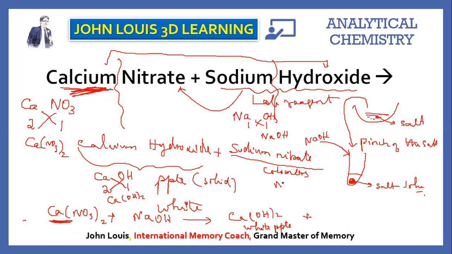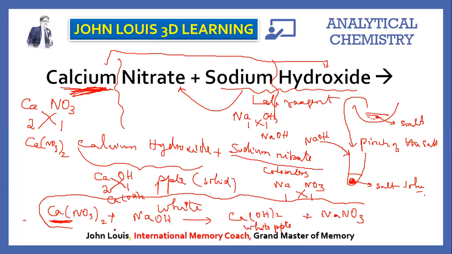Sodium nitrate. What is the formula of sodium nitrate? NaNO3. Sodium valency is 1, nitrate valency is 1. Therefore, you get NaNO3. Okay, so this is the final chemical equation we need to write. Clear? And of course, we need to balance the equation.